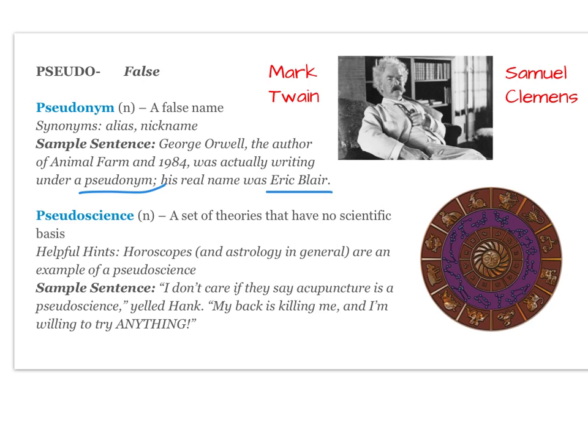Pseudoscience is basically fake science. So astrology, for example, and these are zodiac signs over here, is a part of a pseudoscience, right? Like the cycles of the moon and the year don't actually affect our personalities. So we consider that a pseudoscience. The sample sentence here says that I don't care if they say acupuncture is a pseudoscience. I'm going to try it anyway.